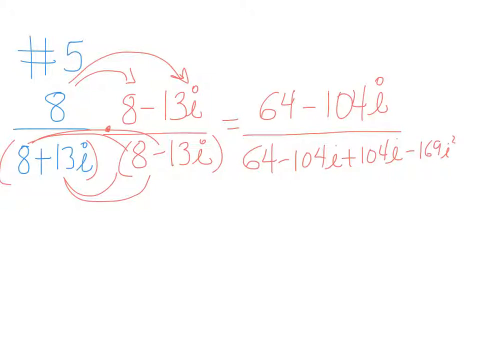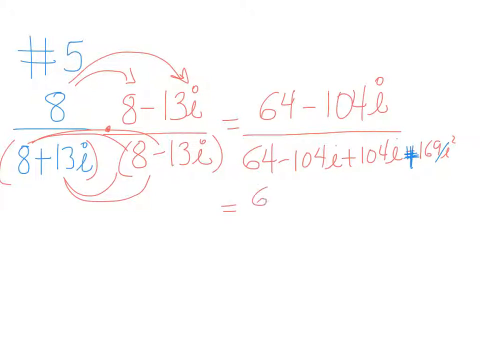Again, i squared is just negative 1. So that becomes positive 169, right? When you have the i squared, it's the same thing as negative 1. So the i squared disappears, and that negative 1 times the negative makes the 169 positive 169. Everybody okay? What's that sign? This is the plus sign. Okay, now let's combine the like terms.